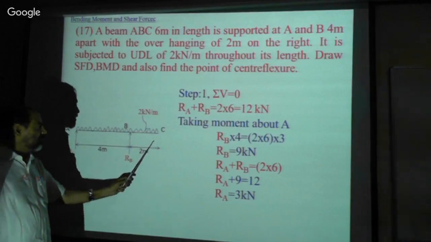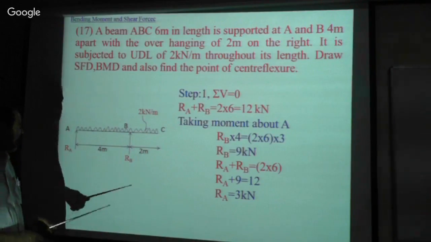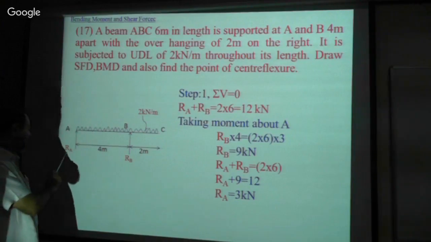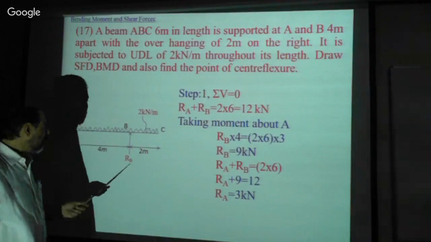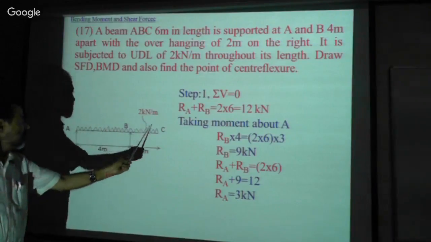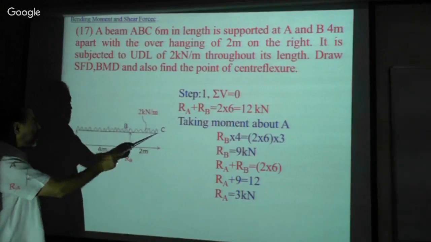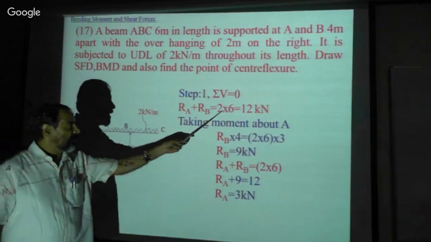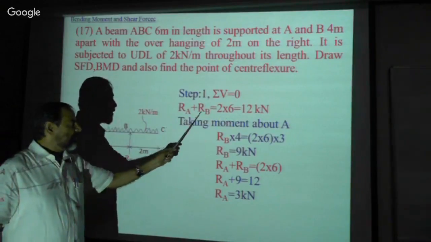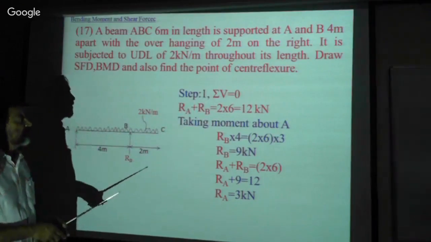The cantilever portion is the overhanging portion, that is B to C. Therefore, in the similar manner, the first stage is always to find out reaction A and reaction B. The sum of the upward forces must be equal to the sum of the downward forces. The total downward force is 2 multiplied by 6, which is equal to 12 kilonewton. So RA plus RB is equal to 12 kilonewton.